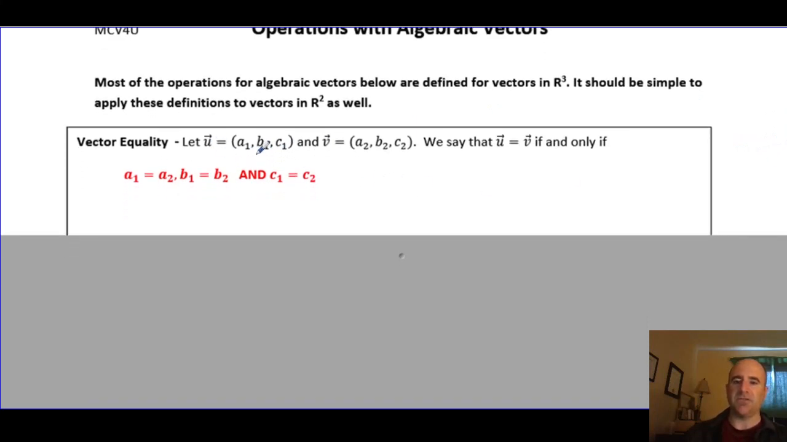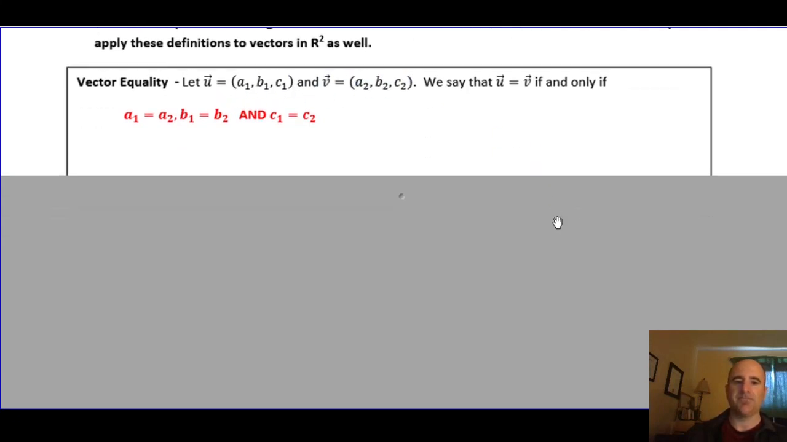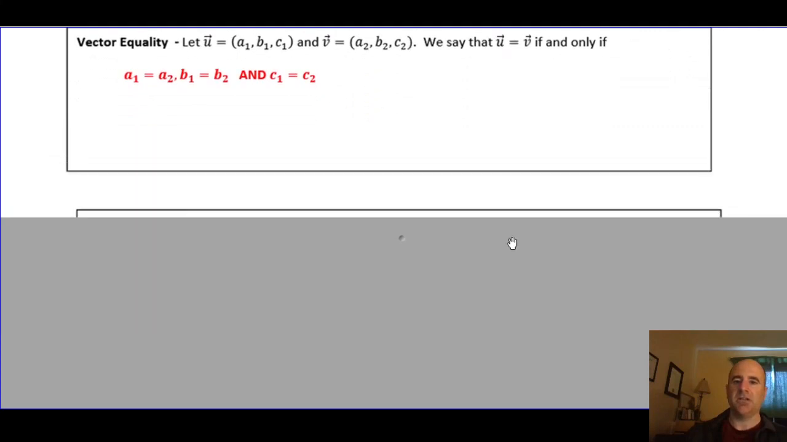Notice I've chosen to define the vectors a1, b1, c1, a2, b2, c2. You can do whatever you want here, as long as you use subscripts; those are obviously not exponents. You could do u1, u2, u3, and v1, v2, v3, that's common as well. I just find my u's and v's start to look a lot alike. Okay, so there's vector equality.